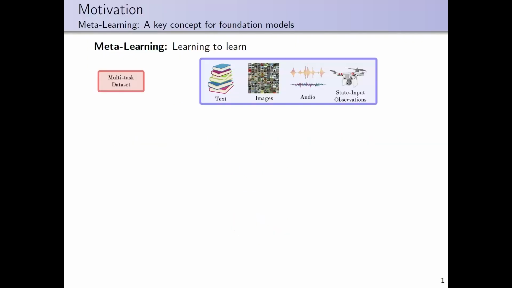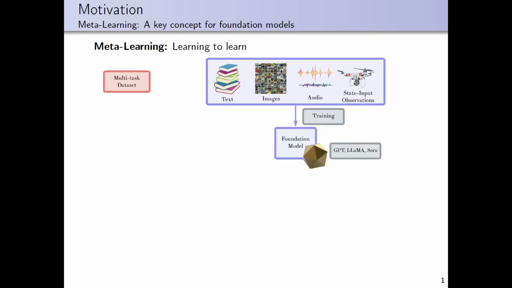But first, let's understand what actually is this idea of meta-learning. So meta-learning, or learning to learn, is this concept of training a model on a variety of tasks such that this model can quickly adapt to an unseen task. For example, we have a multitask data set composed of text, images, audio data, or state input observations that we collect by playing with a drone.